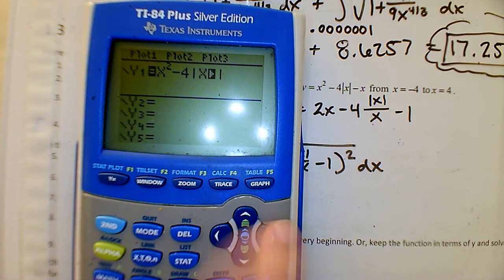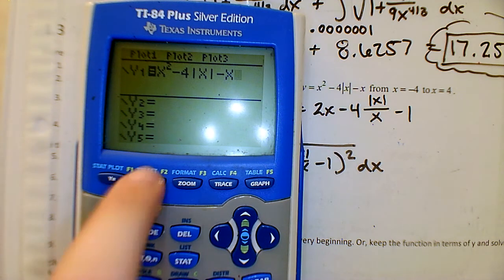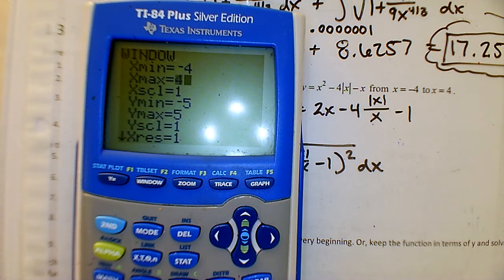So 4 times absolute value of x, divided by x, or no, we're not doing that yet, sorry, that's the derivative, minus x. Our window, we can go from -4 to +4 based off the bounds, and maybe we'll use the same -5 and +5. We might be able to change them, but who knows.